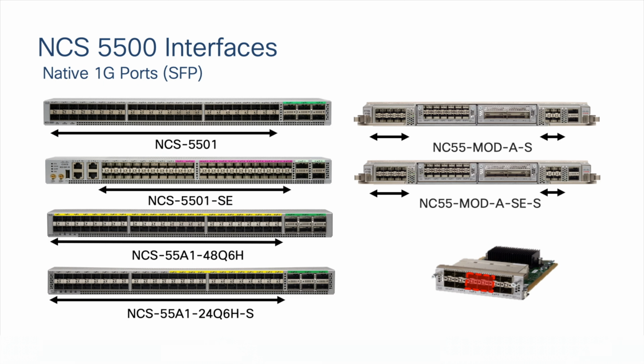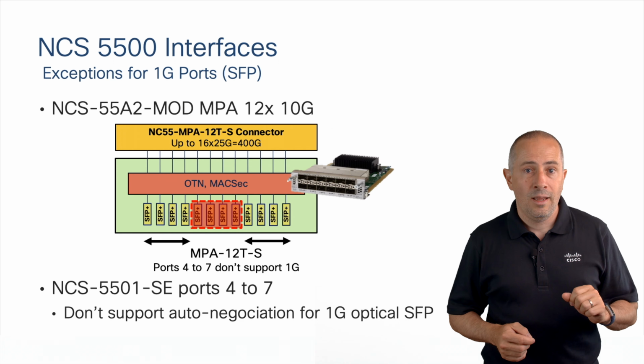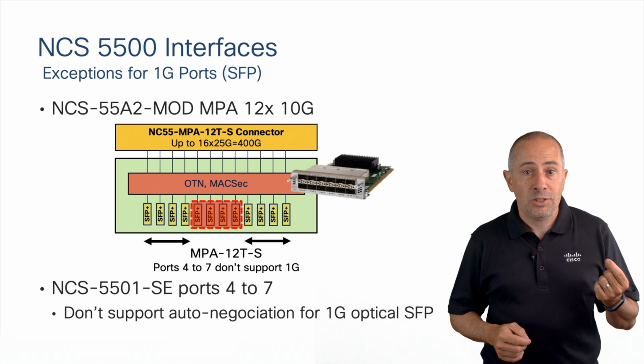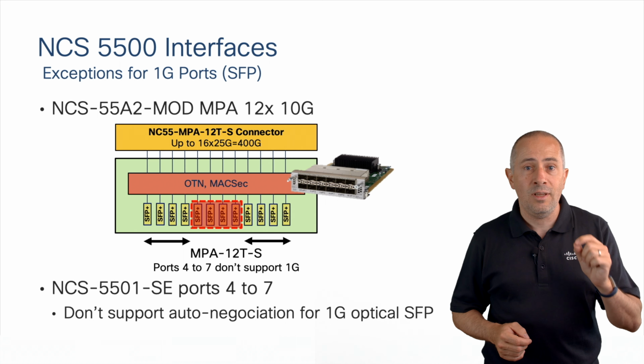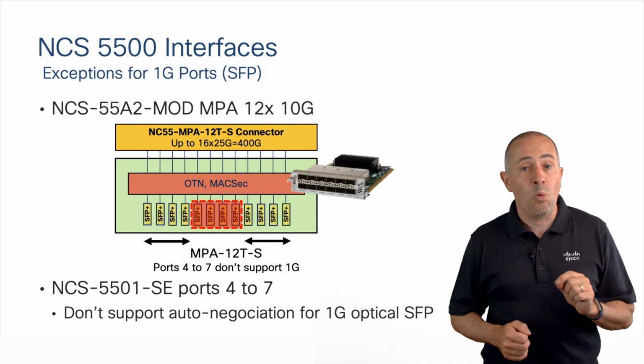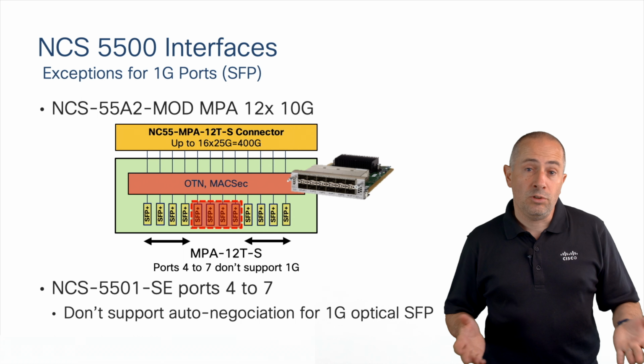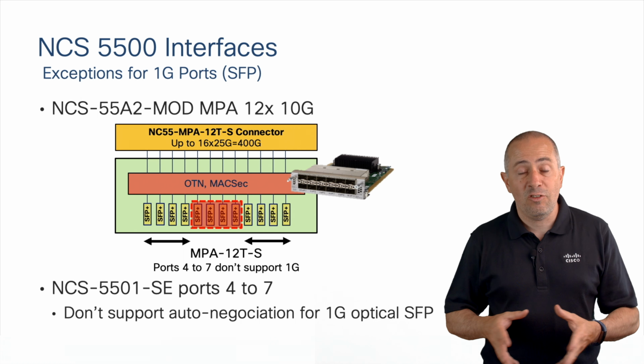If you need 1 gig in SFP optics, it will be the same thing. But the only difference will be for the 12 ports MPA. In this MPA, the 4 ports in the middle, from 4 to 7, cannot be used at 1 gig. Another particular case, an exception, are the ports 4 to 7 in the NCS 5501 SC. We don't support AutoNeg at 1 gig optical SFP on this one.